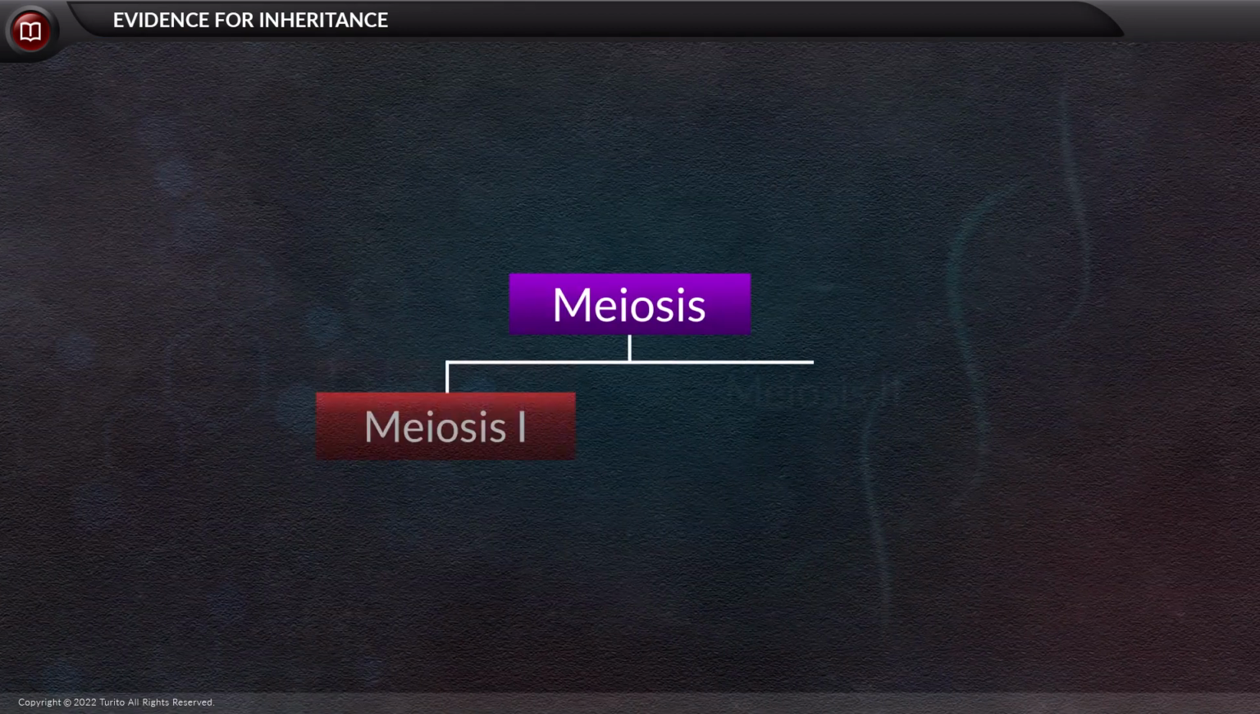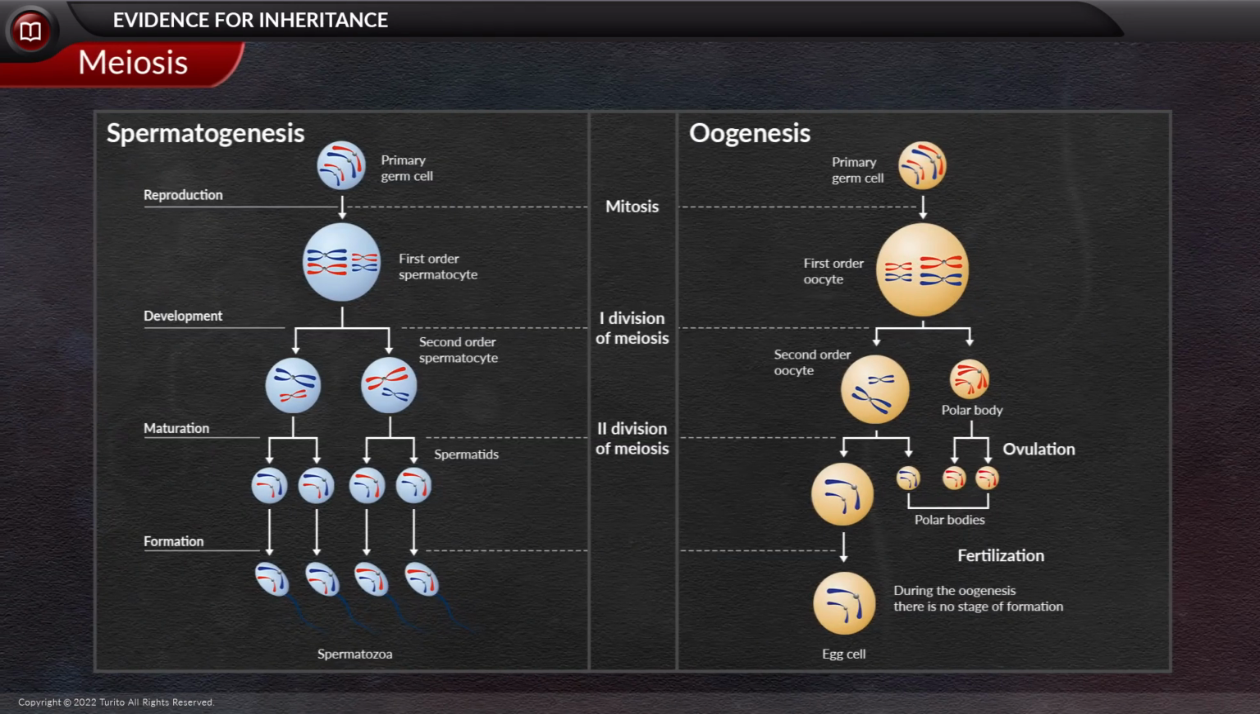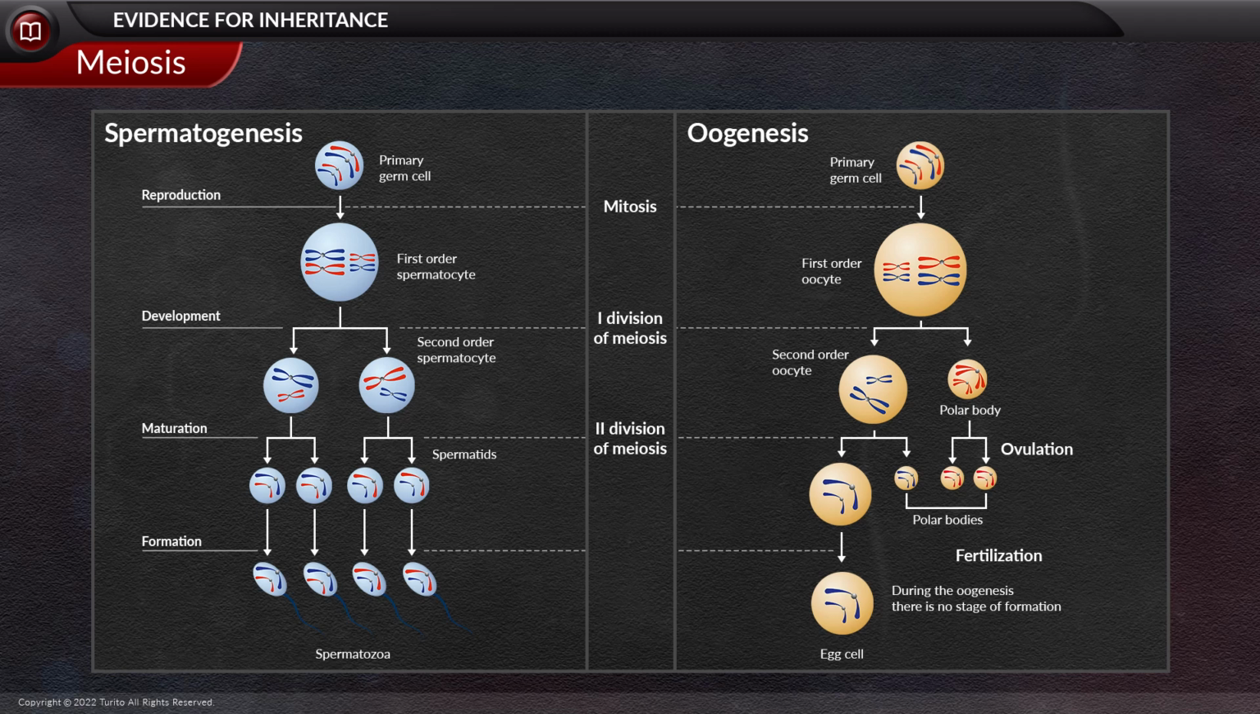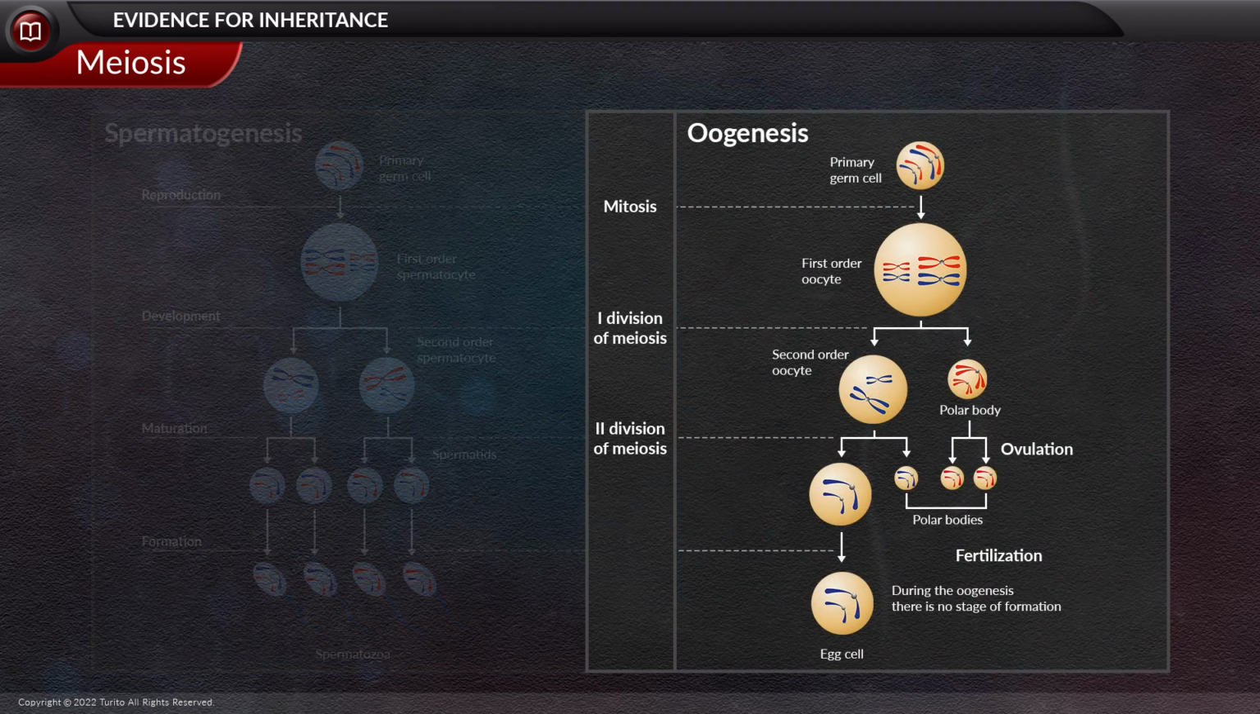Let us have a glance at meiosis, which is believed to be the most probable cause of variations. What happens during sexual reproduction? Exactly, germ cells of opposite sexes undergo meiosis and produce gametes, such as sperms and ova. Spermatogenesis, which occurs in males, involves meiosis resulting in the formation of spermatozoa. Oogenesis occurring in females involves meiosis that results in the formation of an egg cell.